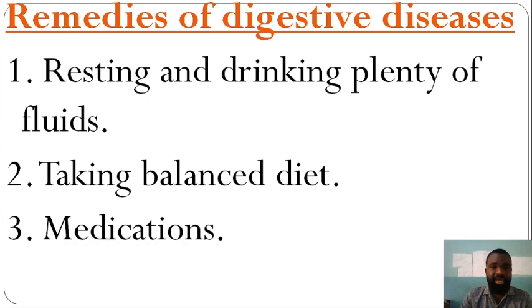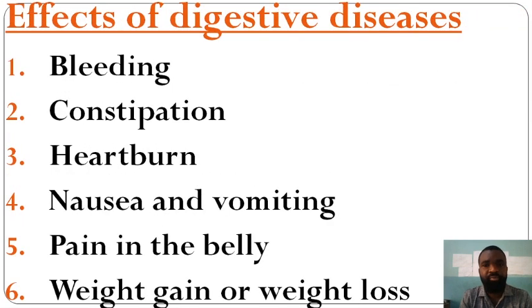Okay, what are the effects now? Effects of digestive diseases. Once a person begins to have these diseases, number one, the person begins to bleed. Bleeding, of course, you know what bleeding is, release of blood, either from the nose or from the mouth or even from the ear. Blood can come out from any medium. That's bleeding. Constipation, a difficulty in passing excreta. These are effects of digestive diseases.